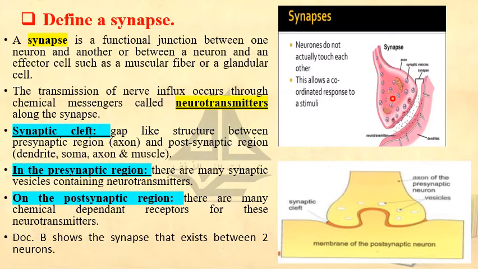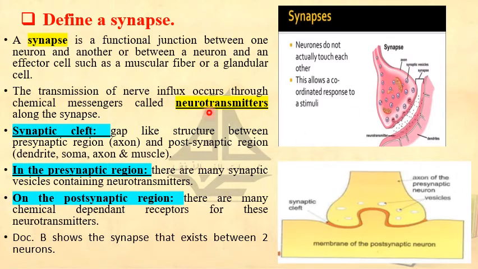So the synapse includes a presynaptic neuron, a postsynaptic neuron, and the space between such two neurons, which is called the synaptic cleft. Look at the space in the dark orange color. The space between the two neurons is called the synaptic cleft. And the transmission of the nervous message takes place by the action of neurotransmitters. Where do we find such neurotransmitters? They are found in the synaptic vesicles of the presynaptic neuron.